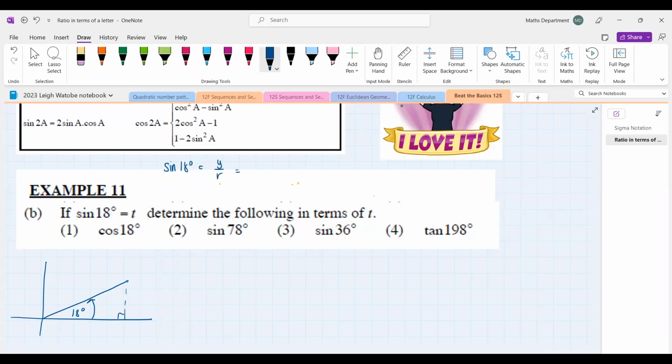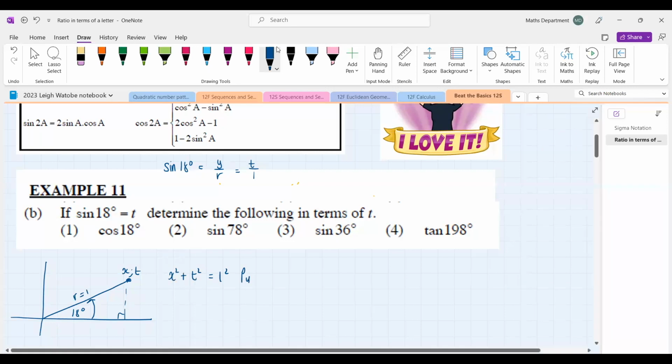So that means we've got t over 1. So they're telling us that r is equal to 1. Here's our right angle triangle in the first quadrant. And we know that at the end point over here, we have an x coordinate and we have a y coordinate, which is t. And we then need to work out what x is using the theorem of Pythagoras.